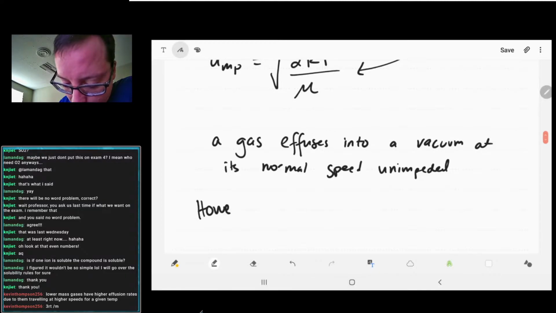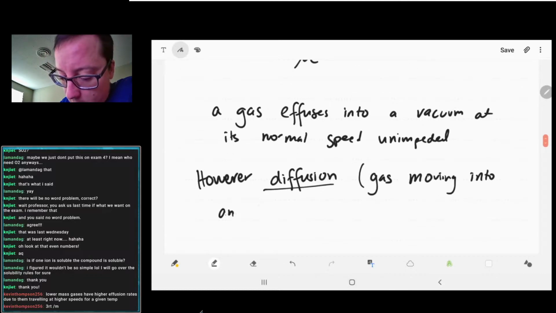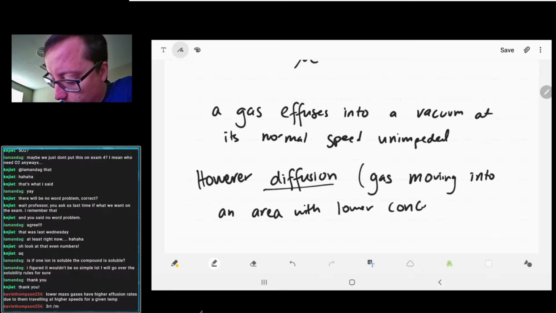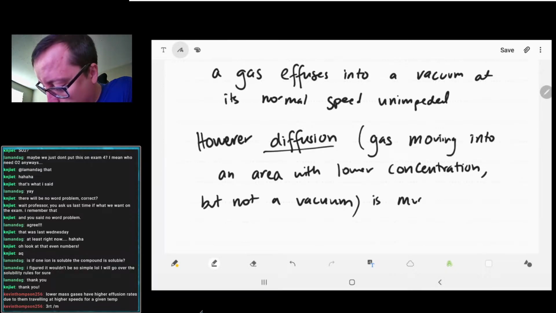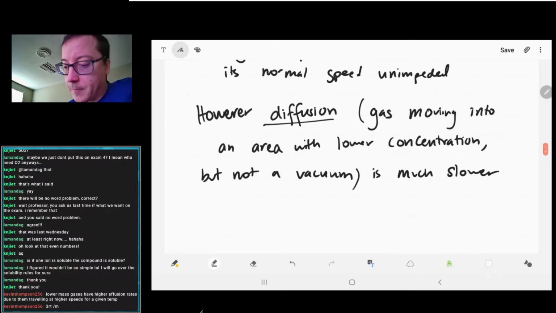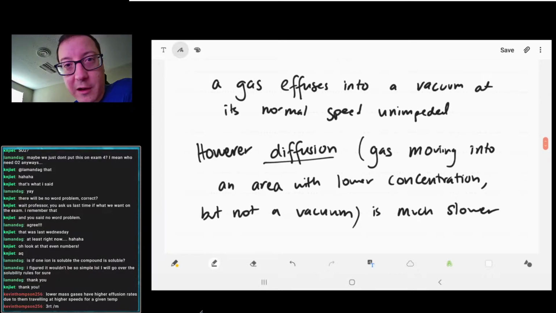However, diffusion, which is gas or liquid or whatever, is going to move into an area with lower concentration but not a vacuum. Diffusion is much slower than effusion is. So with effusion, things just leave into like an empty chamber and poof, they're there.